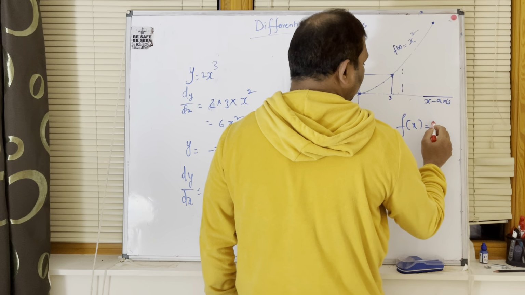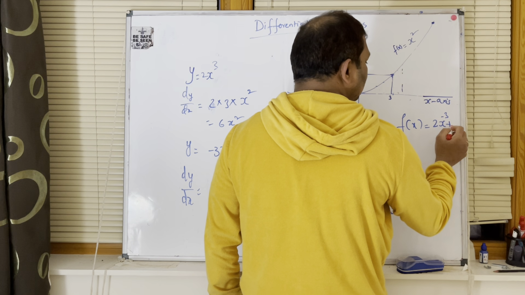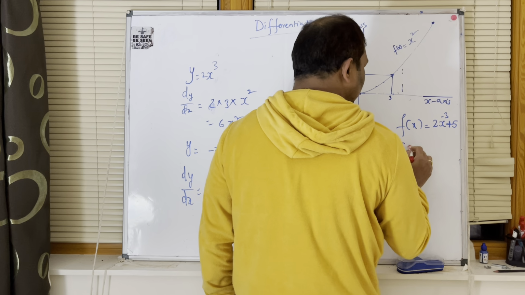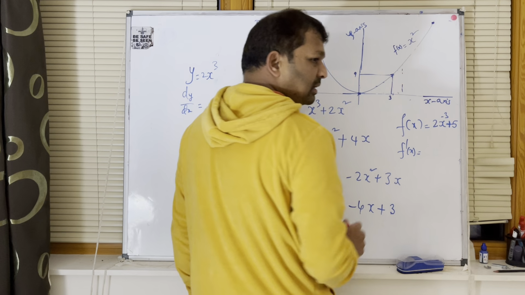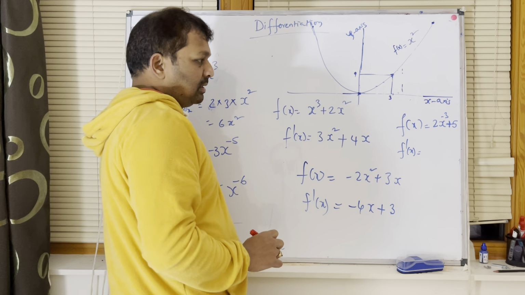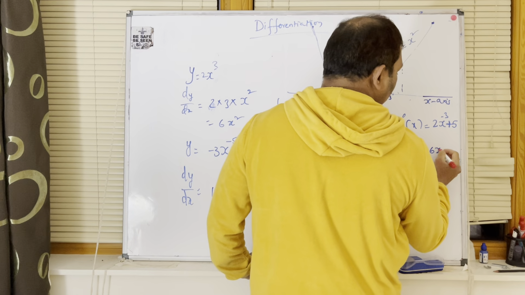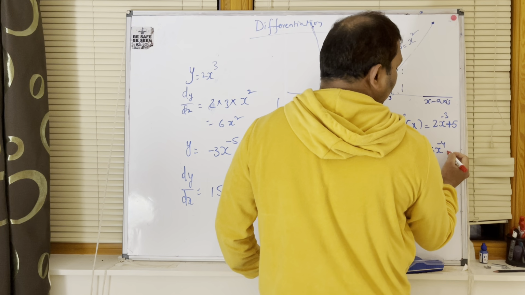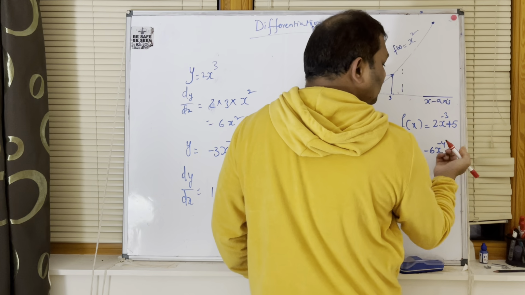One more. f of x is equal to 2x to the power of minus 3 plus 5. Let's do the f dash x. What is it? Minus 6x to the power of minus 4, plus 0. Exactly. So you can remove that 0.